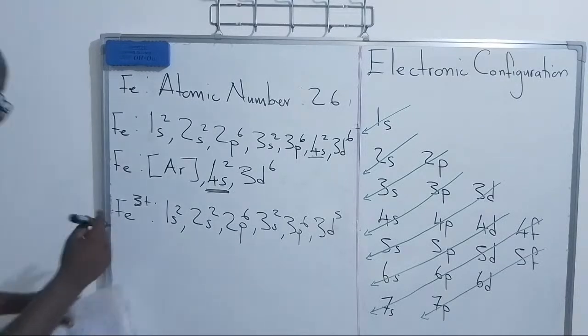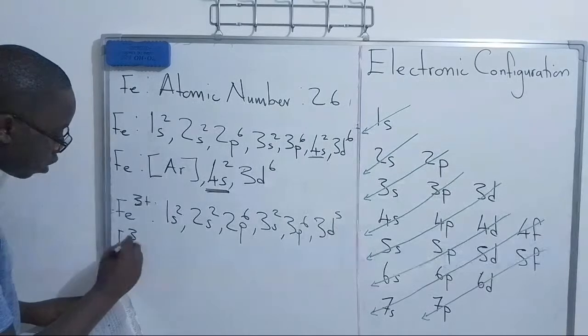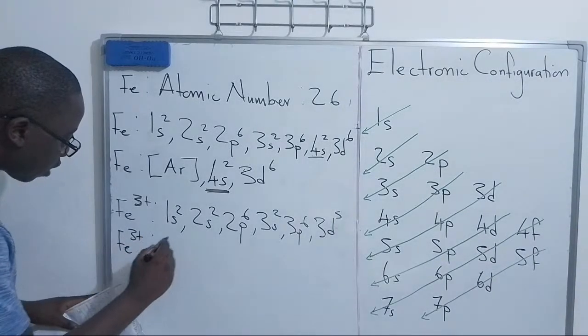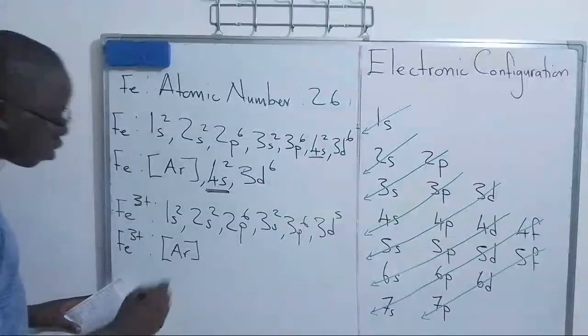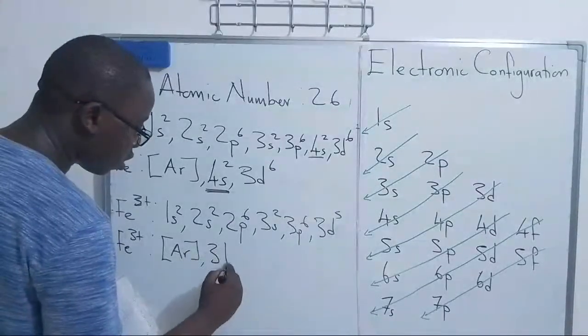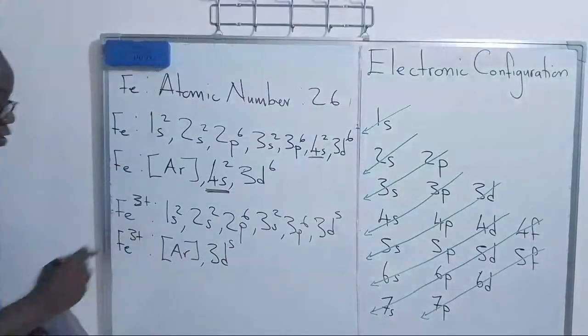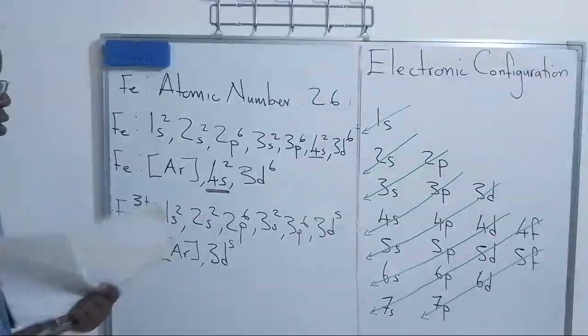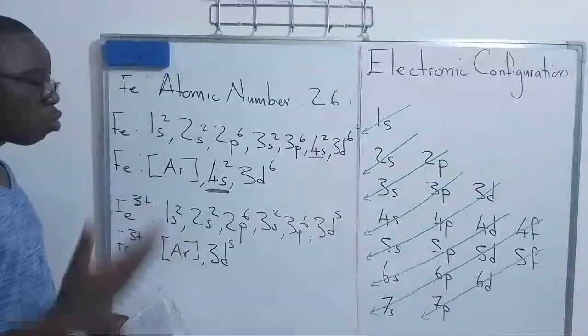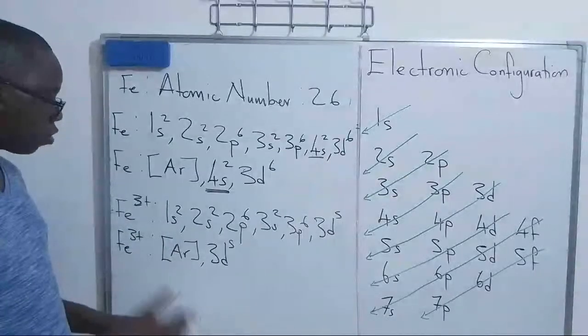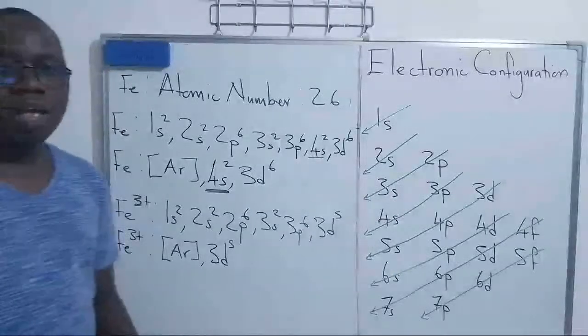In terms of the compressed one, we can say iron 3+, when it comes to the compressed one, it has argon there. Then the next one will be 3d5. So this is the compressed electronic configuration of iron 3+. Now, what you have noticed here is when it comes to transition metals, we are able to have different electronic configurations depending on the number of electrons that have been lost by such a metal.